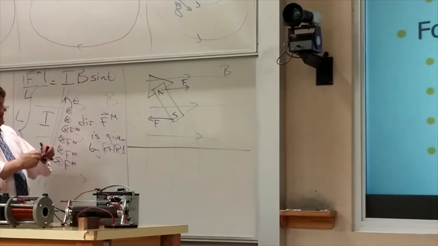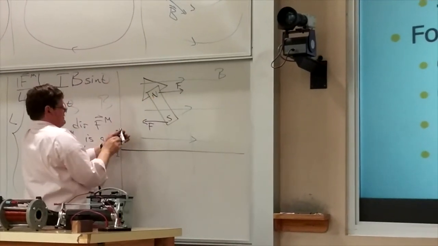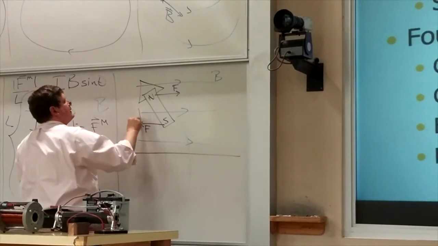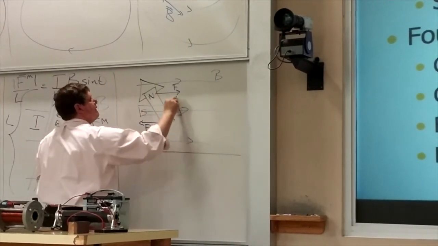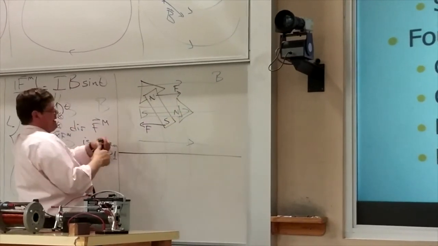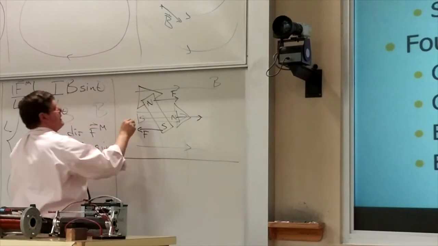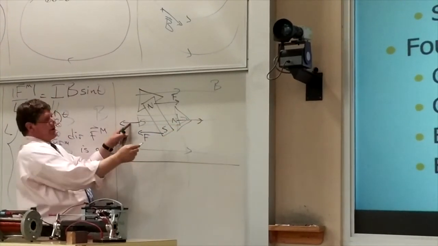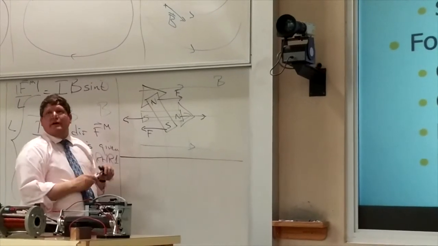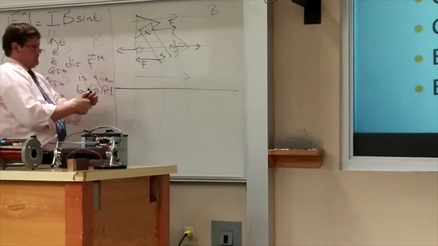Now, if the field is uniform, that's going to rotate the bar magnet, and now I can think of those forces on the north in the same direction as B, in the south in the opposite direction. If these forces are equal and opposite, it doesn't go anywhere. It just lines up and stops, like a compass needle.